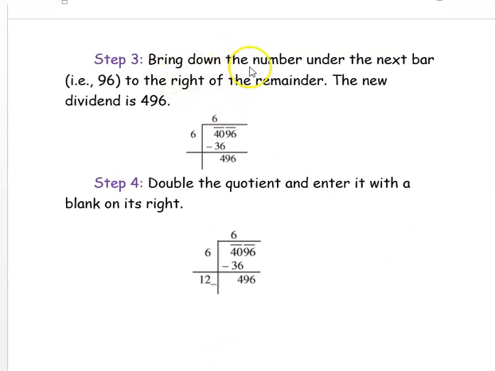Then the third step is to bring down the number under the next bar, that is 96, and write it to the right of the remainder. 4 is the remainder, so I am writing 96 to the right of 4. The new dividend I am getting is 496. The next step, the fourth step, is to double the quotient and enter it with a blank on its right. Here the quotient is 6, so if you double 6, you get 12. I am writing 12 here with a blank over here.